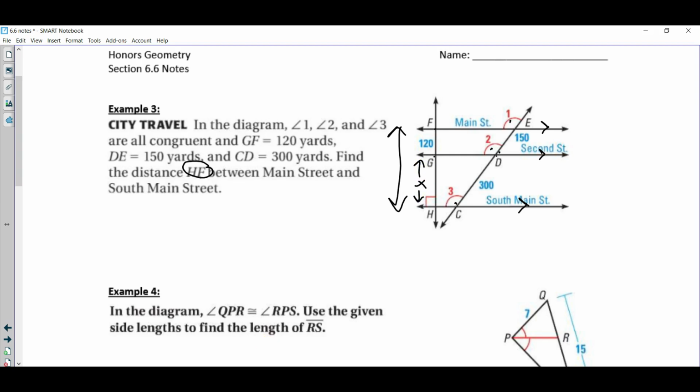And so in order to do this, because we have multiple parallel lines and we have two transversals, our new theorem that we just talked about basically says that if I take the portions of the transversal, so 120 and 150, those two side lengths are going to be proportional in the same ratio as the X and the 300. And so what I'm going to do with that is write a proportion for this. So I'm going to take the 120, write it in the same ratio as the 150, and set that equal to X over 300.